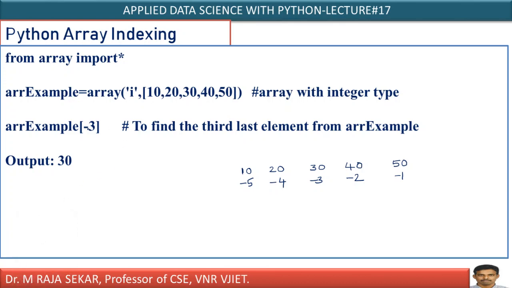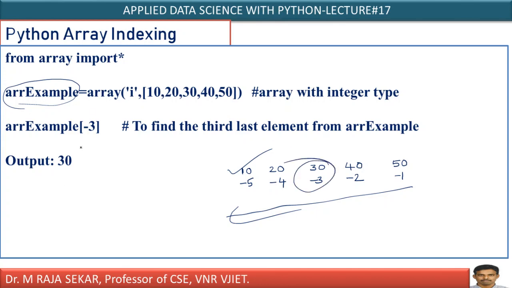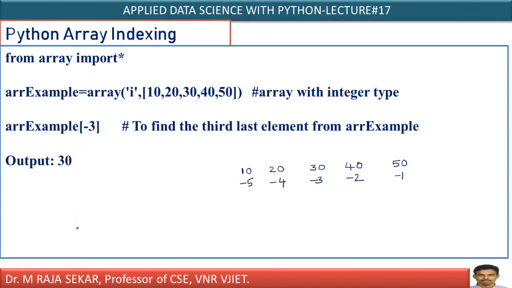Now again, I need not explain again and again. You know how to create an array. This is the way to create it by importing the array module. After creating, that particular array will get stored in array sample. These are the elements of the array. For indexing, you can give indexing from right to left: -1, -2, -3. Array example is the array name. -3 means this 30 will get displayed. Therefore in the output screen, what will you get? You will get 30, isn't it?